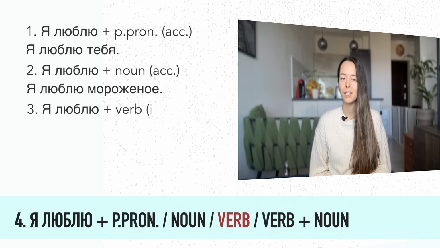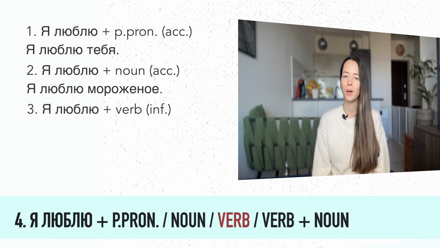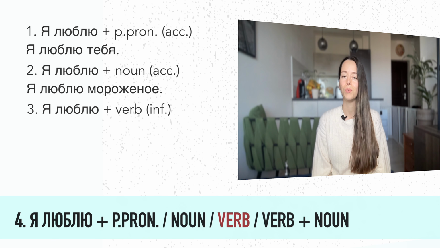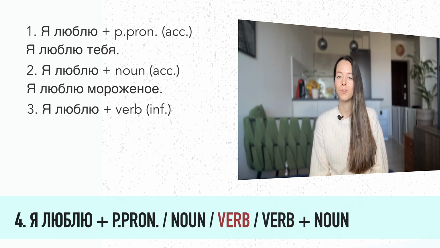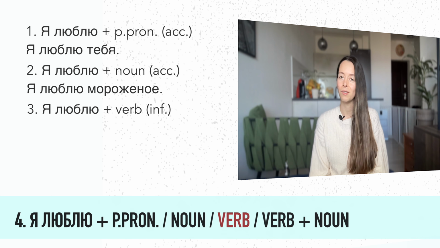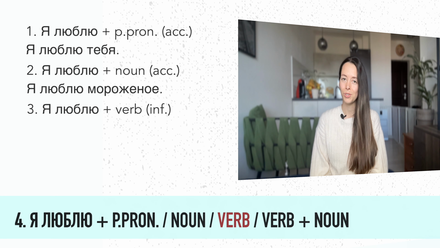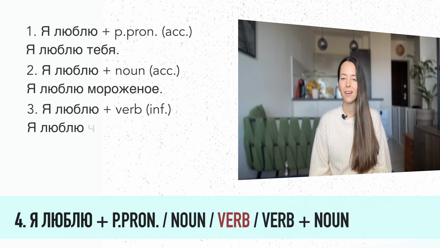And why in the infinitive? Well, because we already have one verb in this sentence, любить, which is already conjugated. Я люблю. So the next verb that we use will stay in the infinitive, because whenever we have two verbs in a sentence, the first one will be conjugated and the second one will stay in the infinitive. For example, я люблю читать. I love to read, or I love reading.